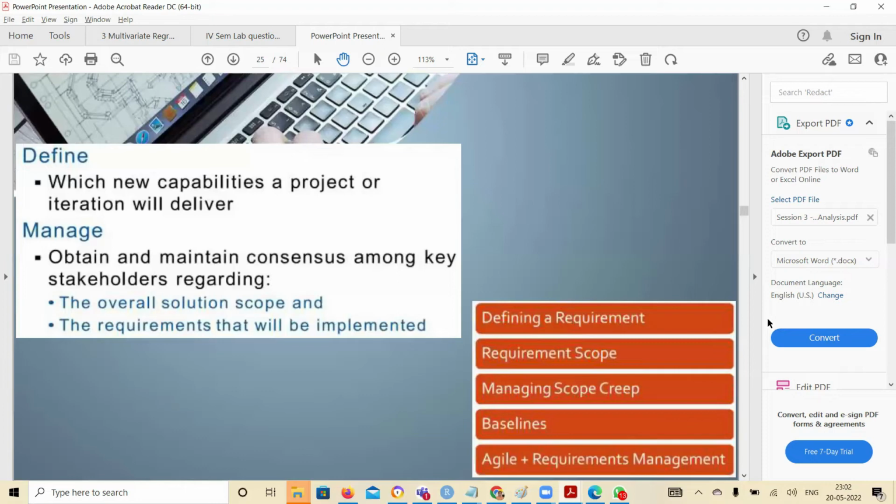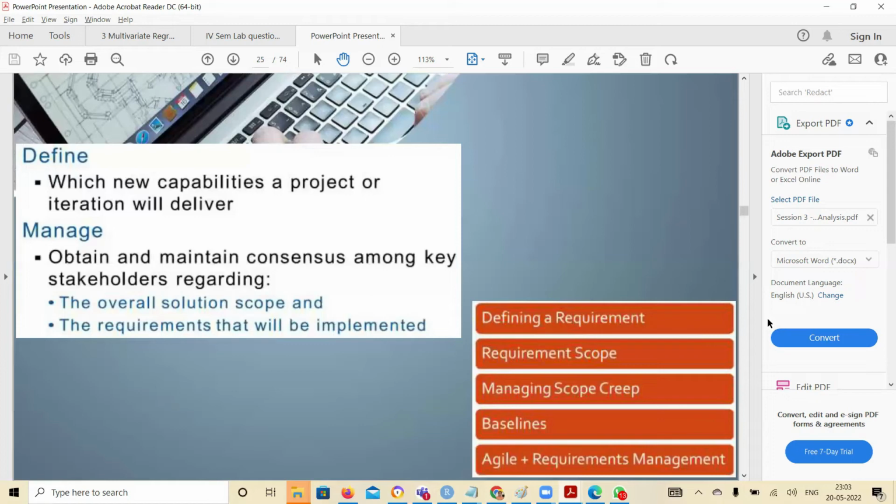Scope creep is talking about functionality which is not relevant, which is not included. And you have to manage that creep. Some requirement coming in which should not have been included. It is of course going to increase your cost, timeline, right? Everything will get delayed. So you have to manage your scope properly. Then you talk about baselines.